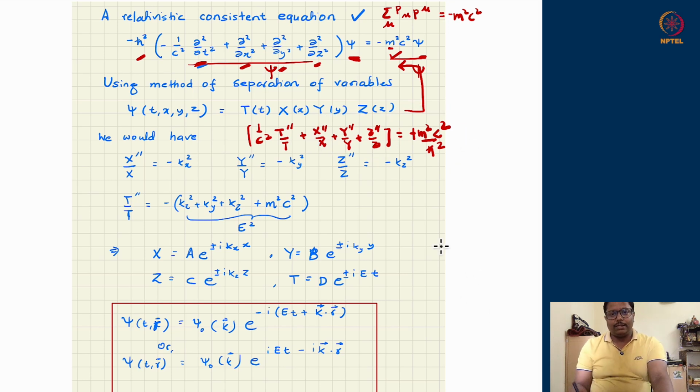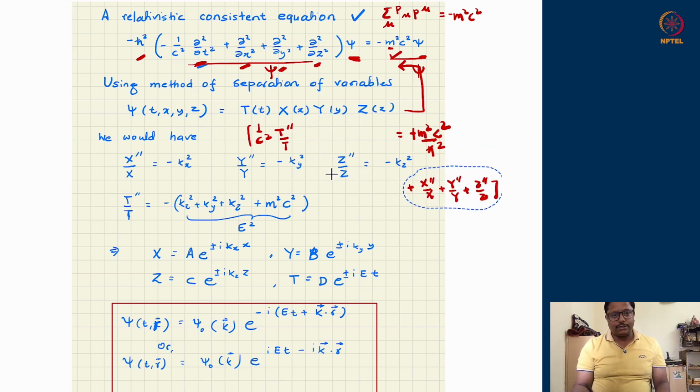Okay, so that would make the differential equation like, so suppose I take all these terms from here and move it on the right hand side. So they will move to the right hand side with a negative sign. That means I will get 1 upon c square. Actually it should have been minus 1 upon c square because the time derivative comes with a minus sign. Minus 1 upon c square t double primed upon t should be equal to plus m square c square upon h square minus the double derivatives of x divided by x, double derivative of y divided by y, and double derivative of z divided by z. So I would have this kind of structure.